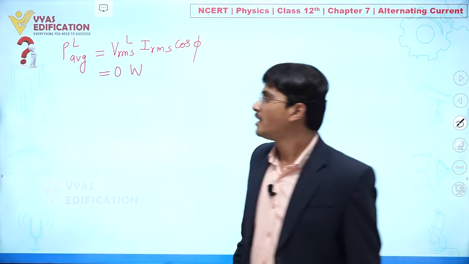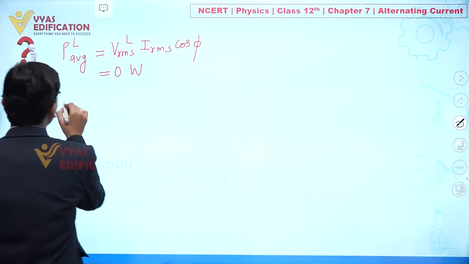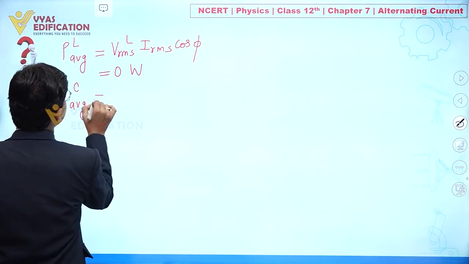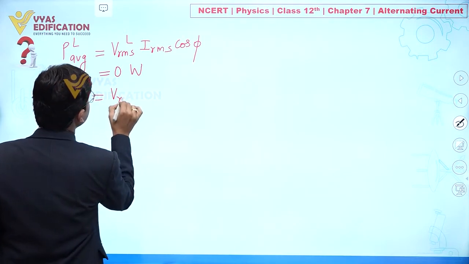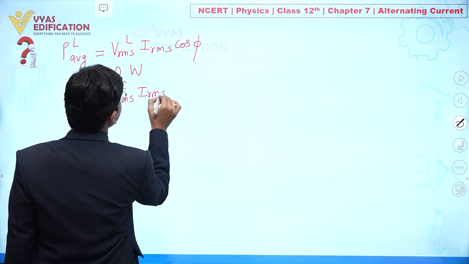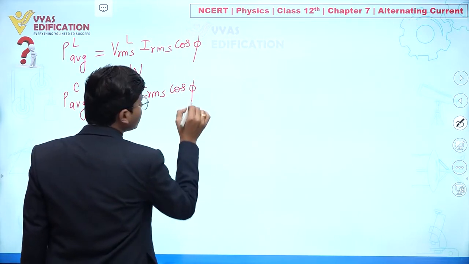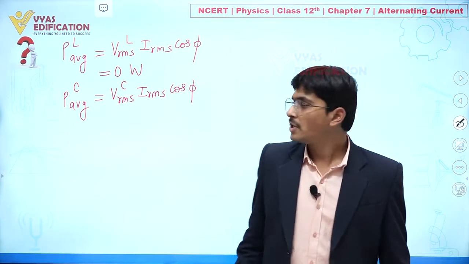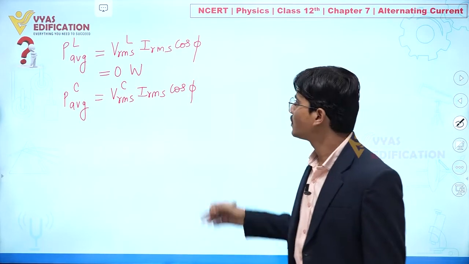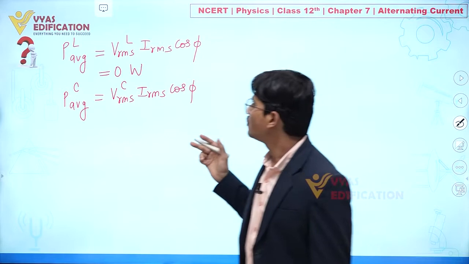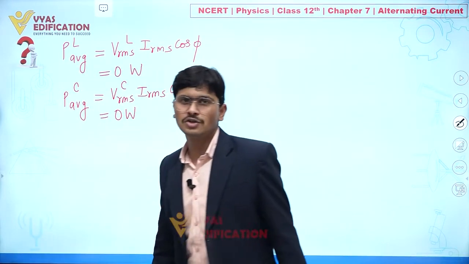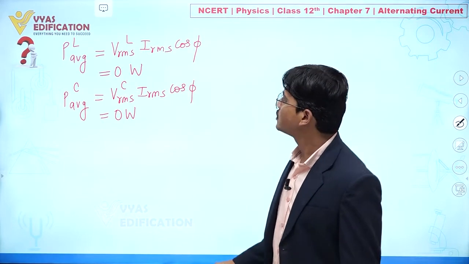Clear to everyone? Now how can we write the average power corresponding to the capacitance? Again you will find VRMS across C times IRMS times cos phi. The phase difference between potential difference and current is 90 degree. So again this average power is equal to 0 watt. Clear to everyone? This is 0 watt.